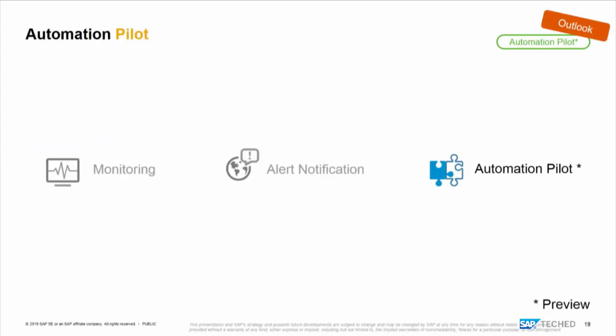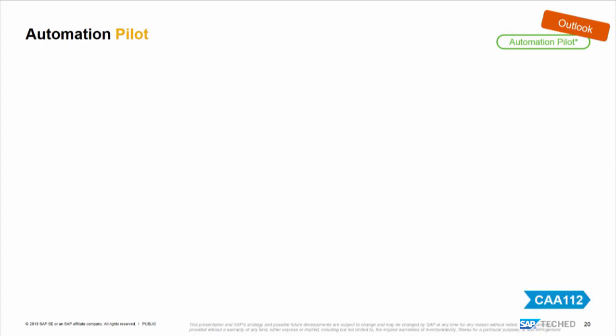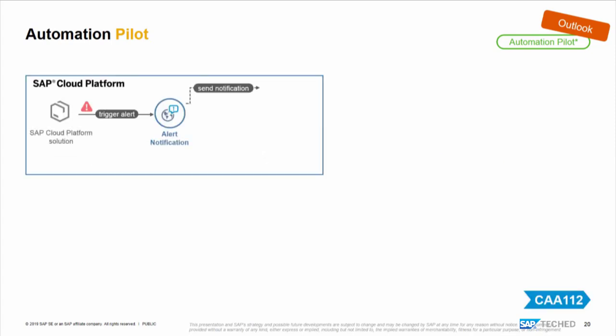Good. This was the alert notification and how I can get notified for different kinds of alerts. Last but not least is how I react to those alerts. So what you're going to see now is the brand new Automation Pilot service that we're currently developing. We hope it will be in beta in the beginning of 2020, so feel free to subscribe for beta testing.